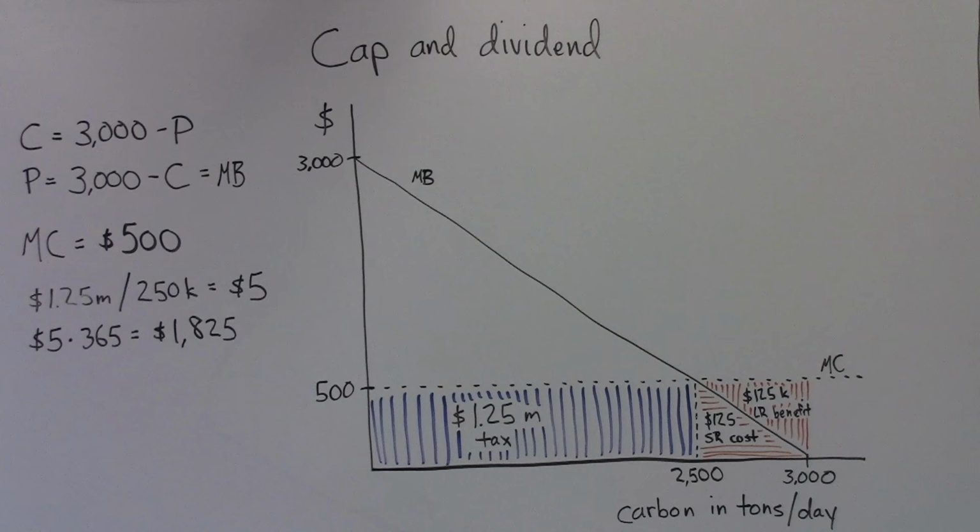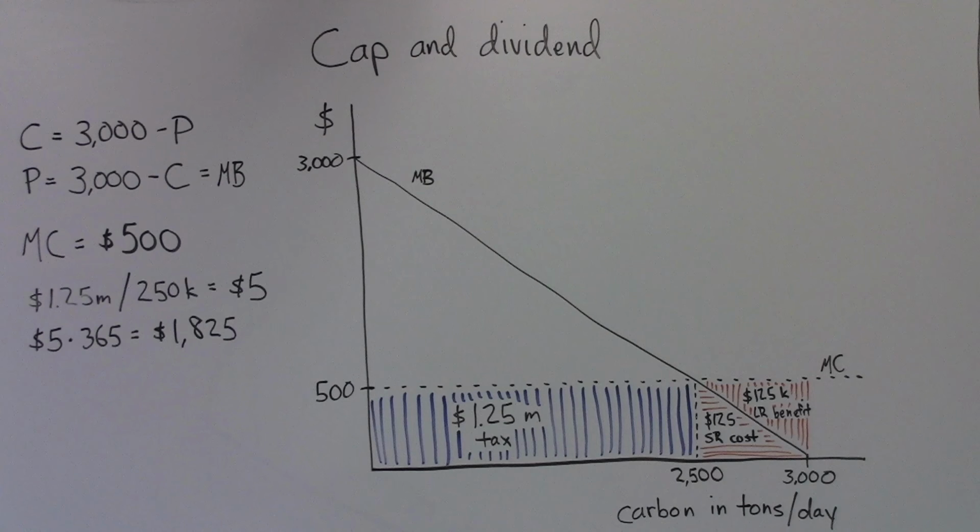Since there are 250,000 people in Springfield, that comes to $5 per person per day, or $1,825 per person per year. The key to the tax and dividend is that most Springfield residents would pay less in the form of higher prices than they'd receive in the form of their dividend. Assume that Springfield is representative of the U.S. as a whole, so that the poorest 70% of residents are responsible for 40% of the emissions, and that the richest 30% of residents are responsible for 60% of the emissions.